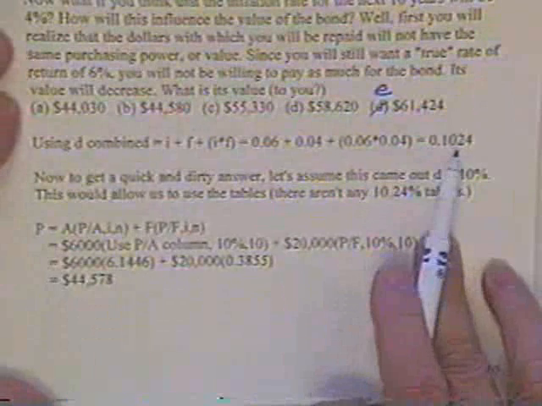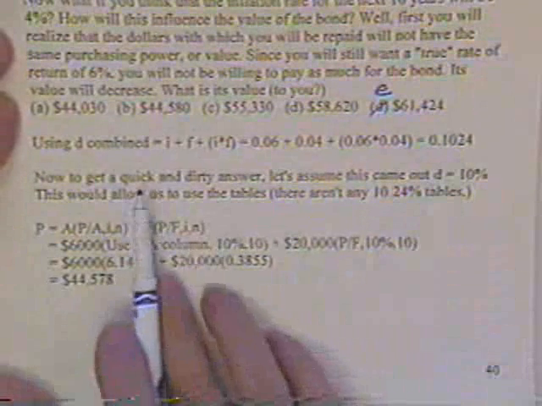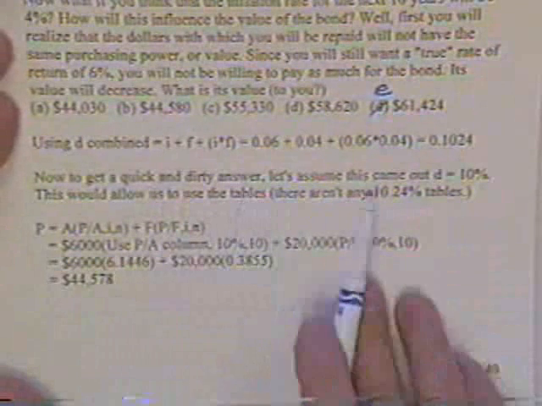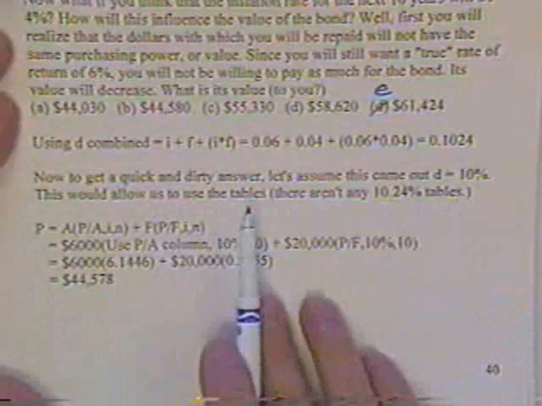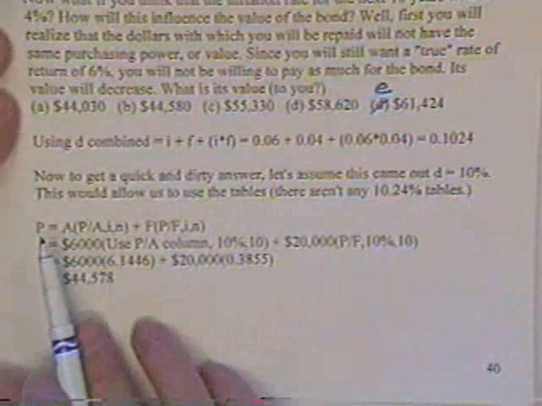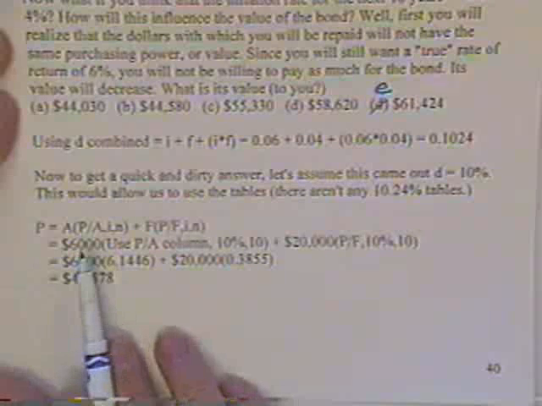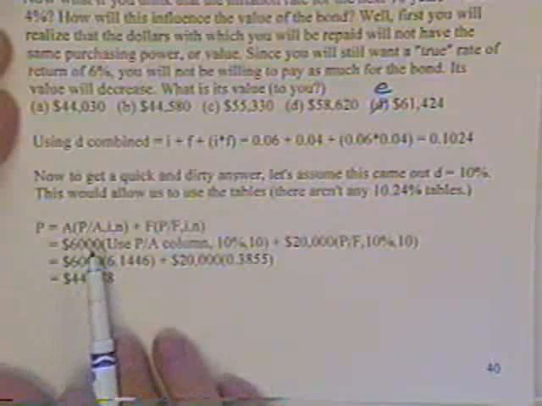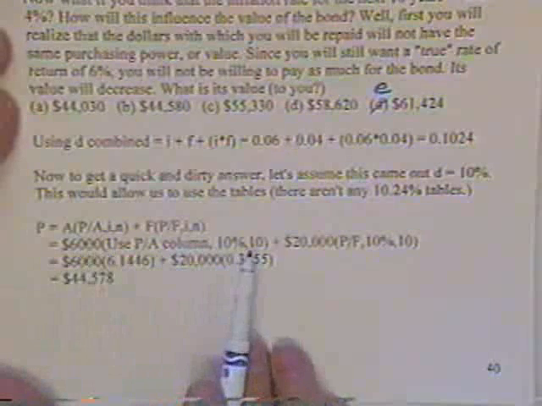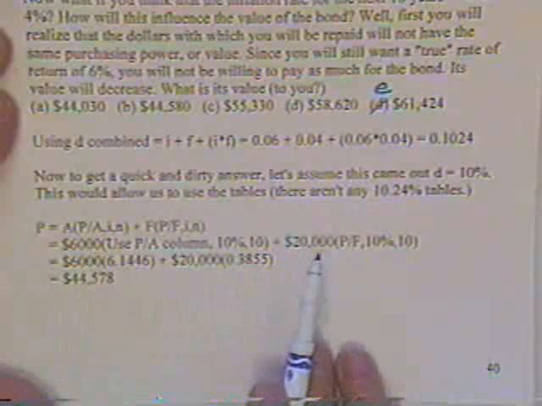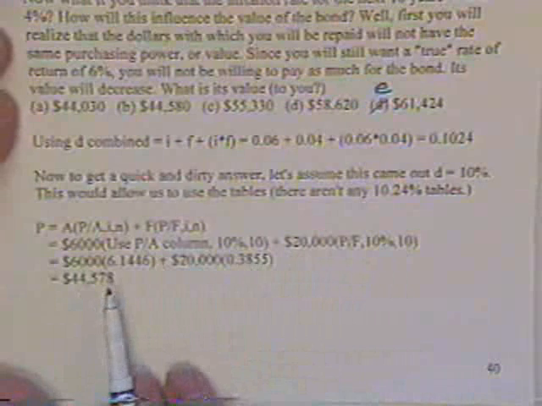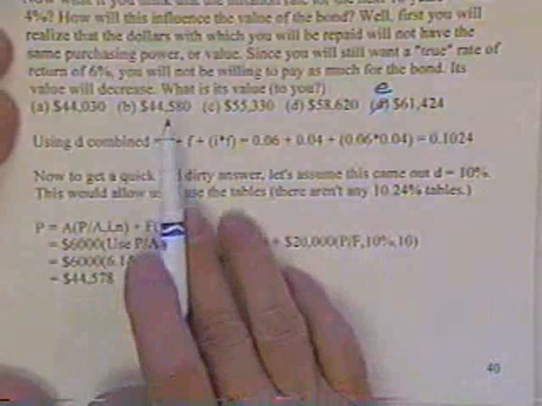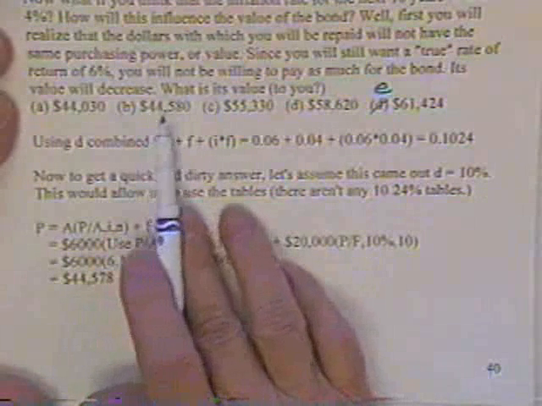Now, unfortunately, 10.24% is not in the table, so let's just get a quick and dirty answer. Let's just assume it came out 10%, not too far off. That way I can use the tables. The present value of the bond is the string of annual amounts for 10 years plus the final payback at the 10th year. Look those numbers up, we get $44,758. There's that answer right there.